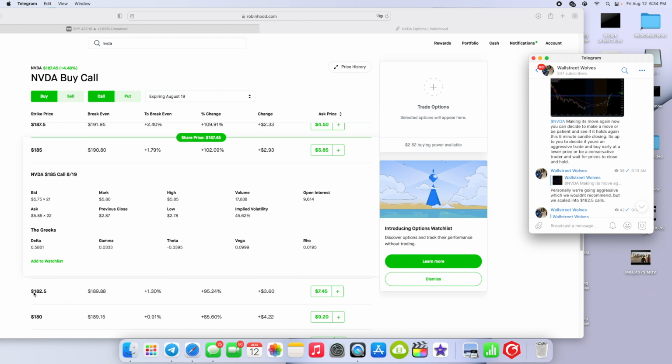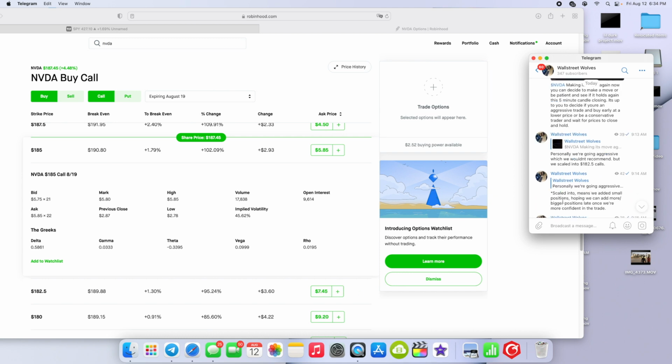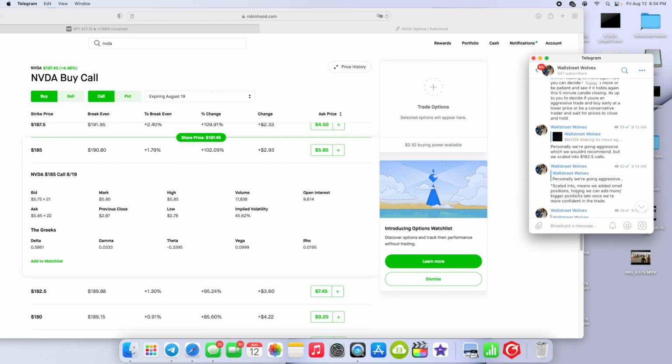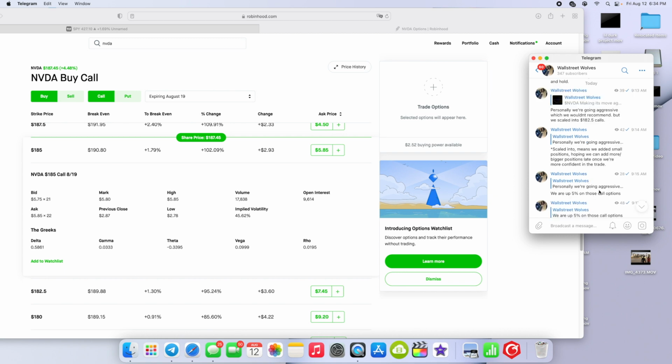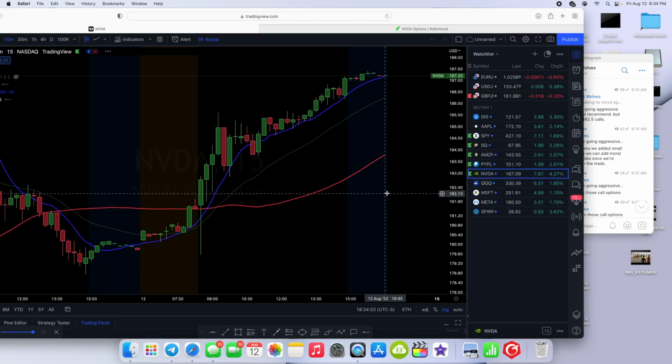But yeah, each contract for this would be $745. Personally, we're going aggressive. Scaled into means we added. Yeah, so I try to explain everything in the morning too, so you guys can keep up with it. And then it started running up, as you guys can see.